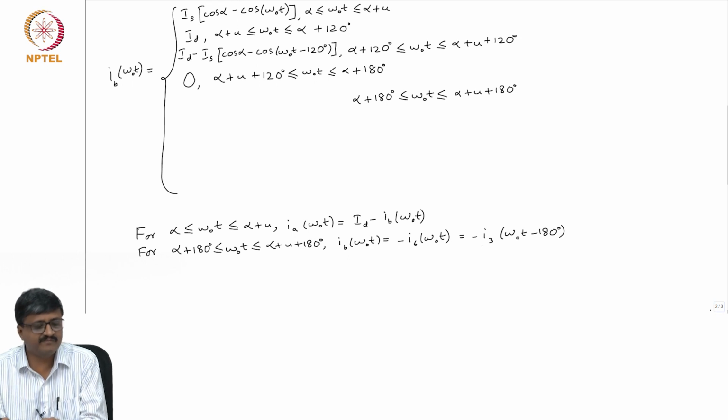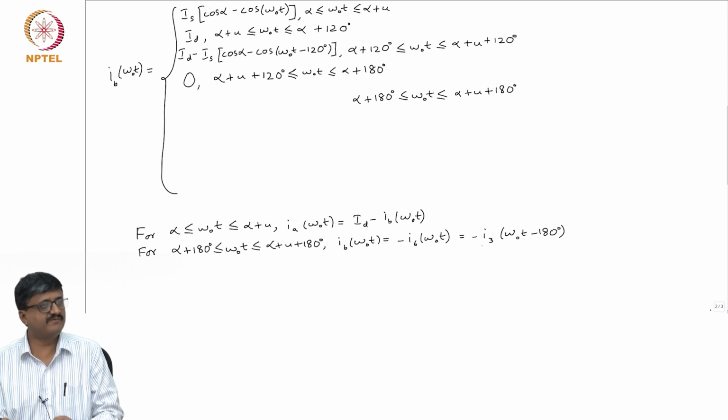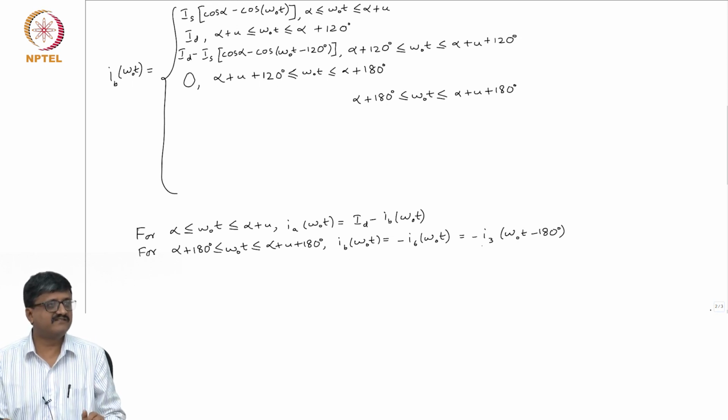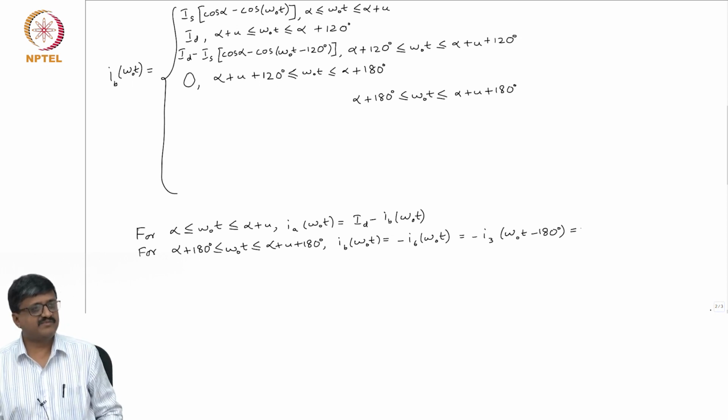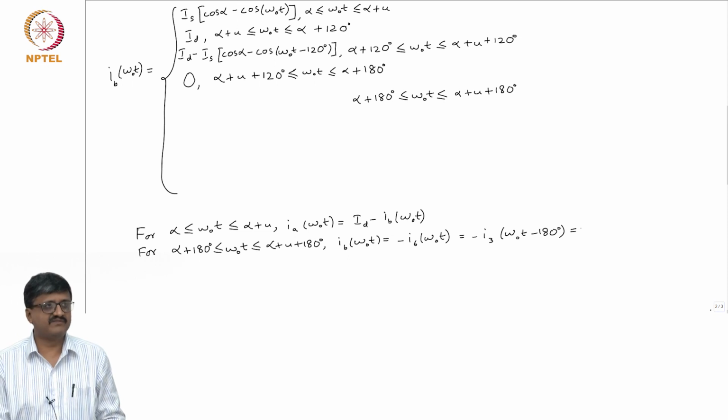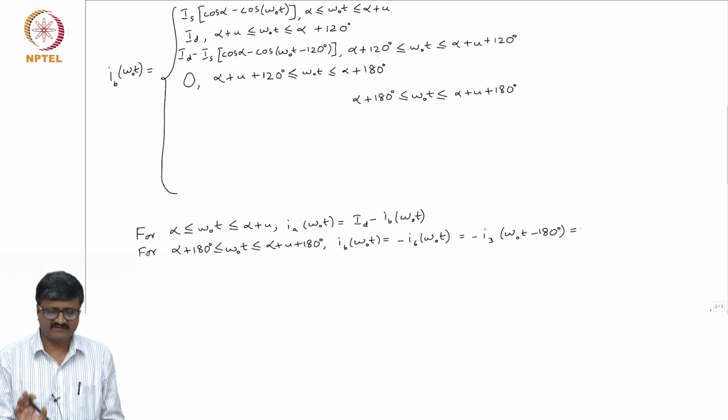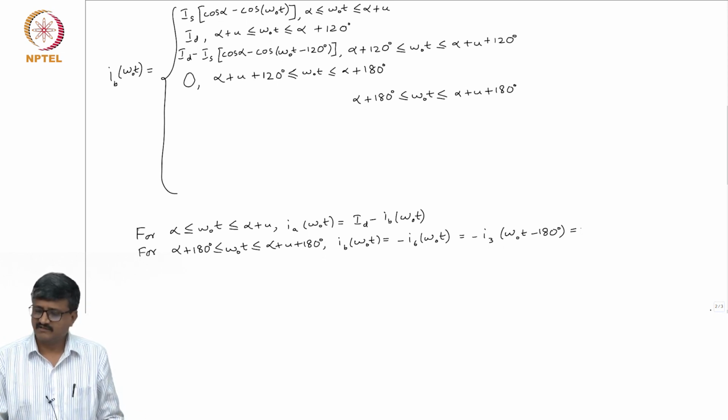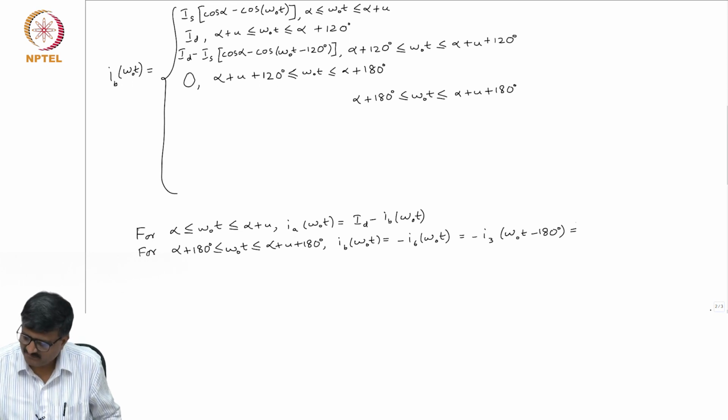So, from alpha to alpha plus u, what happened to I3? We should know. Do we have the expression for I3 from alpha to alpha plus u? It is nothing but IB. So, what I have to do is just take the expression for IB from alpha to alpha plus u. It is not difficult, it just requires some concentration, nothing more than that. Let me write that also.